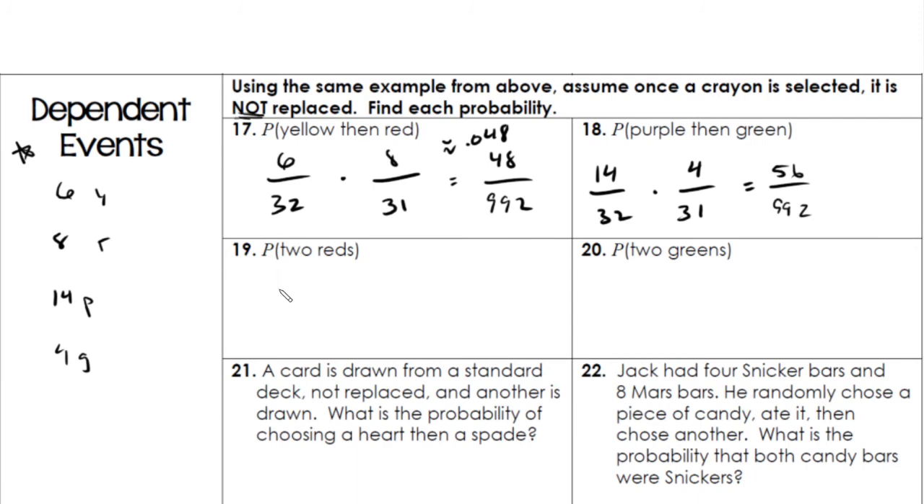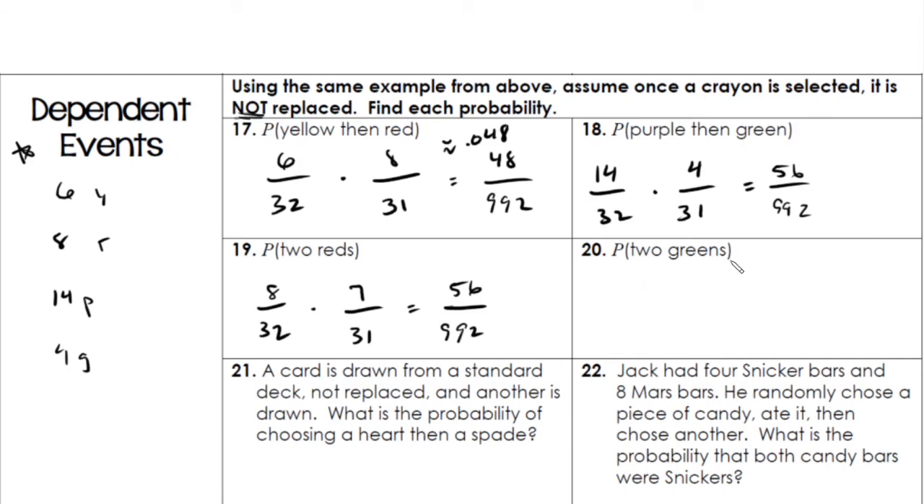Two red ones. All right, so the idea is that on the first one, you have to imagine what the probability of getting a red one is. So it'd be 8 out of 32. And for the second one, you have to imagine that you already got 1 red one out. So what are the odds that the second one is also red? Well, there's no longer 8 red ones, there's 7, and there's not 32 crayons anymore, there's 31. So this is what you've got.